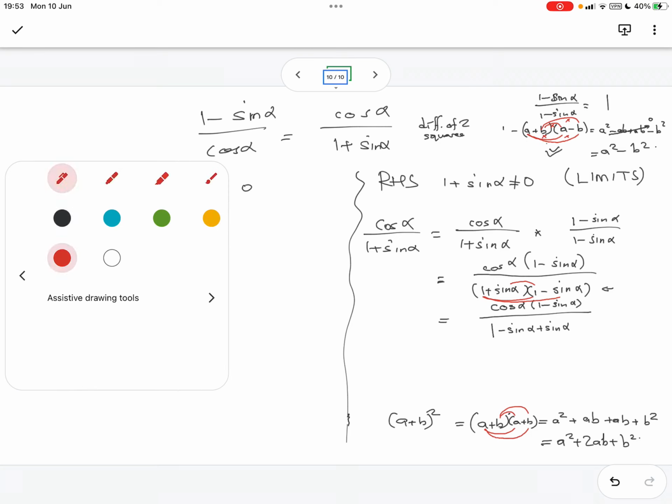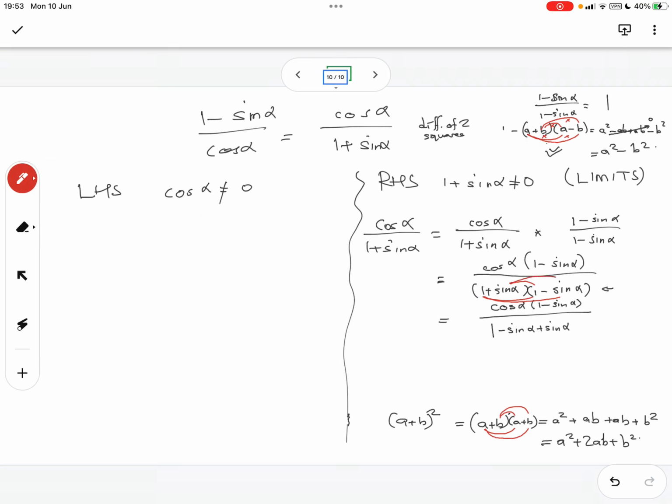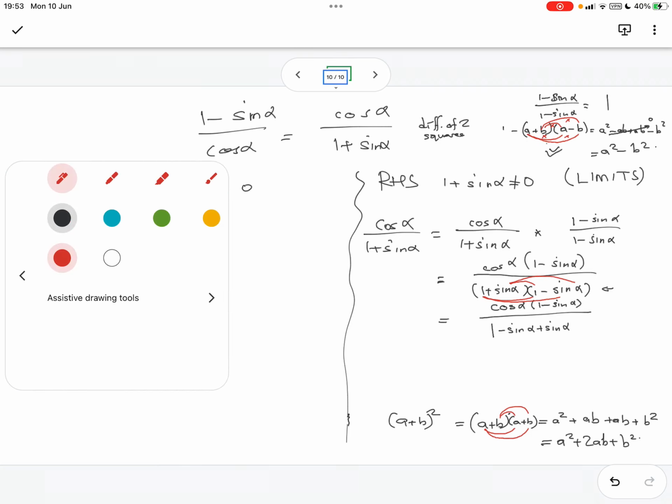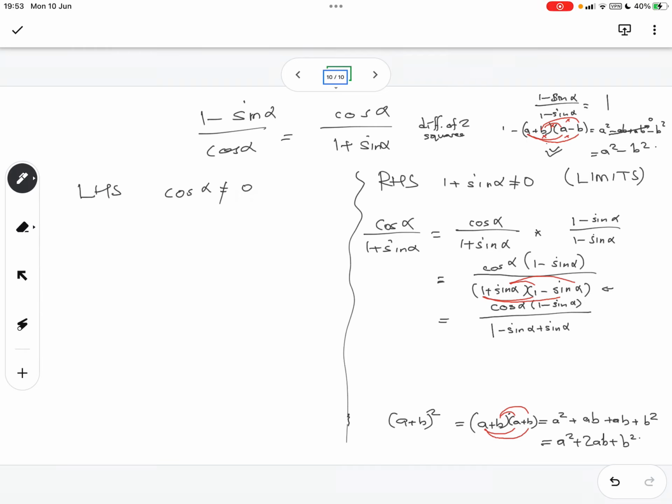And then we have 1 times negative sine alpha, which gives us negative sine alpha. And then we have sine alpha times 1, which is positive sine alpha, so plus sine alpha. And then lastly we multiply the sine alpha with the negative sine alpha. This gives us negative sine squared alpha.